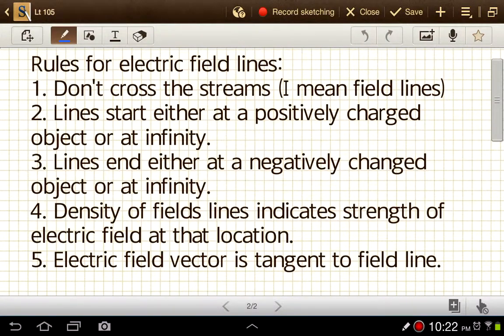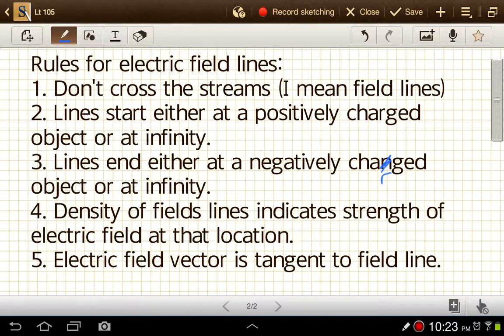Our lines are either going to start at a positive charge, so if we put a positive test charge right next to a positive charge, it's going to move away from that, so that's our starting point. Or they might just be coming from off the page, starting at infinity, like we had with that second diagram. Our lines are going to end either at a negative charge, or again at infinity. This should be a charged object. There we go.